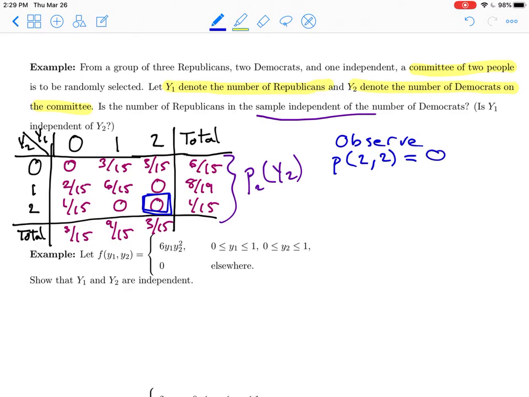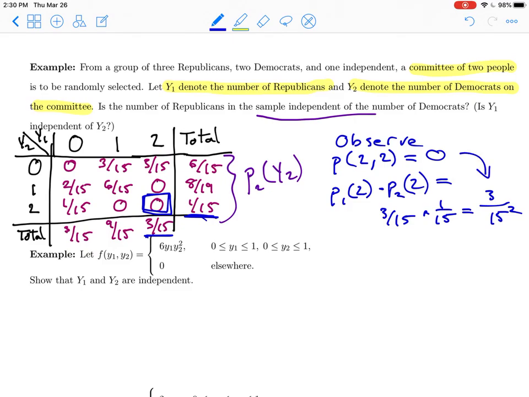That is 0. However, when we look at the marginal probability of having 2 Republicans times the marginal probability of having 2 Democrats, the marginal probability of having 2 Republicans is right there. That's 3/15. The marginal probability of 2 Democrats is 1/15. And that product is pretty clearly not 0. So these 2 values right here are not equal, so they are not independent, they have to be dependent.